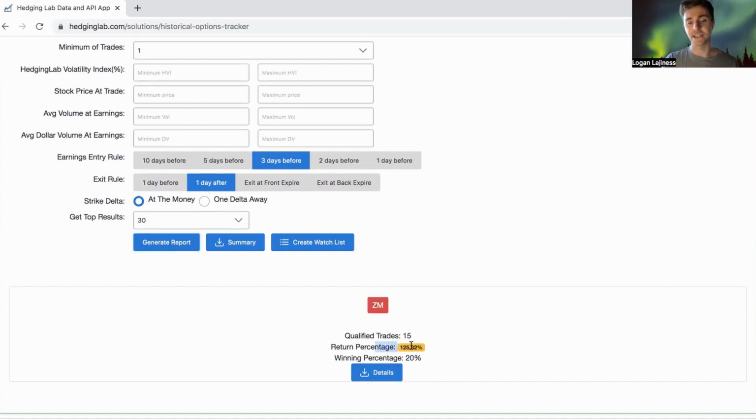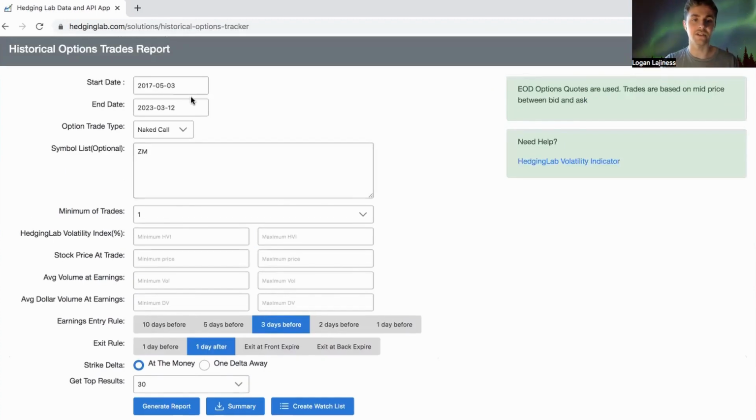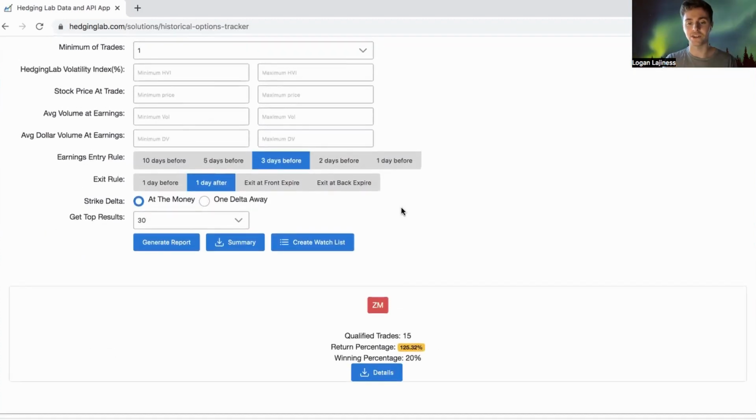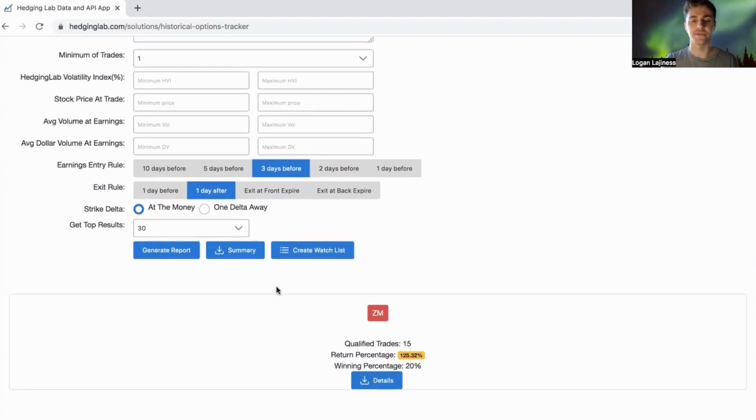But your return percentage is 125%, because there are a lot of times in these last 6 years where if you just bought a naked call, Zoom would actually exceed the expected move. And there are a couple outliers, right? And you can also download the details to your computer as well if you would like to.